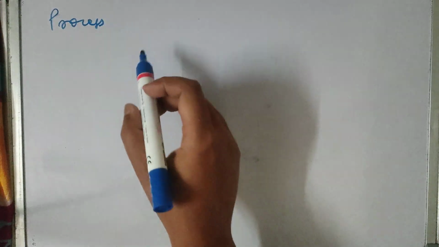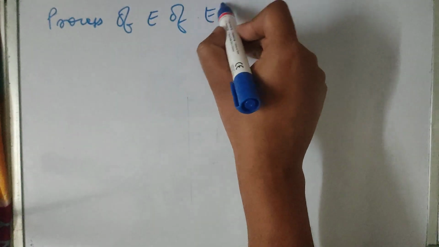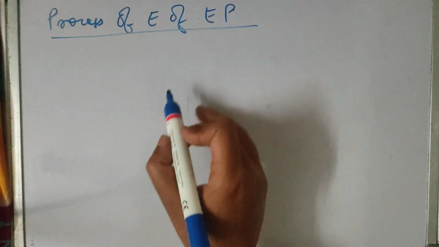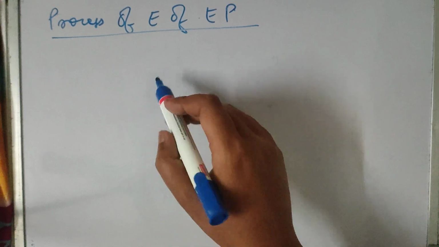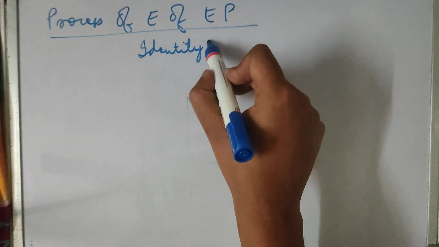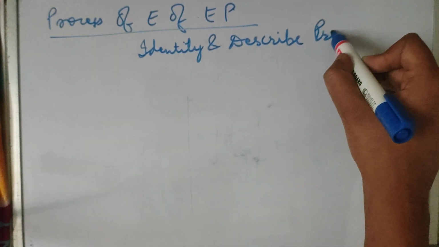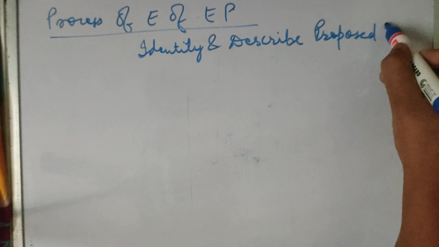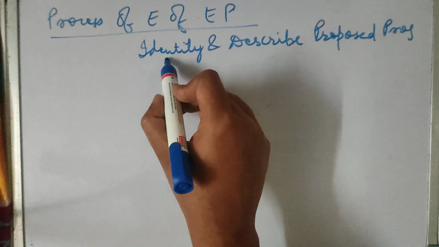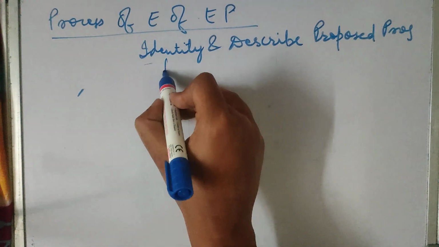Now what is the process of evaluation of extension programs? We will see the methods and types. Here first we will identify and describe the proposed program. Secondly, let me make the arrow like this.